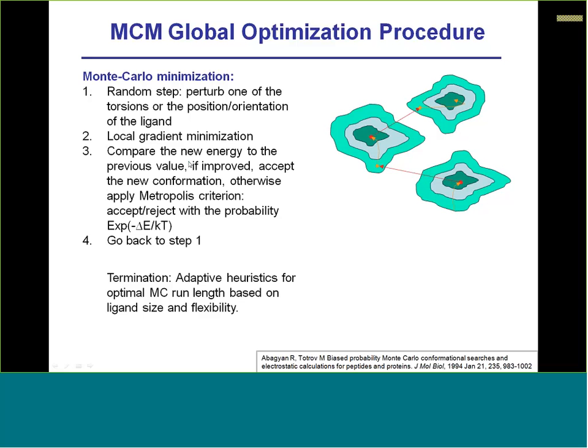And then you compare the new energy of the ligand compared to the previous one that you had. And if it's improved, you accept the conformation. And then there's some statistical approach to determine whether to keep that conformation or reject it. And then you go back to step one and repeat, depending on the length of your simulation.